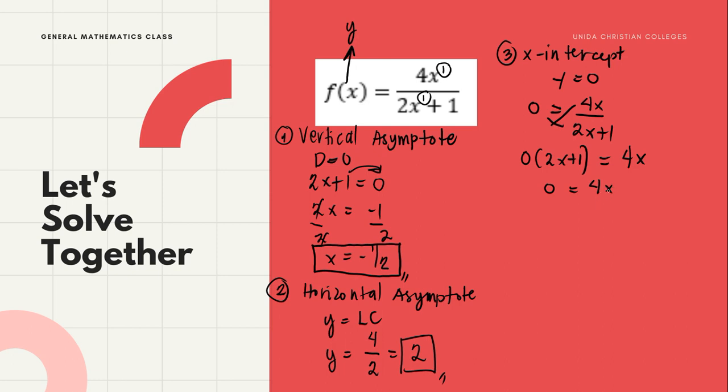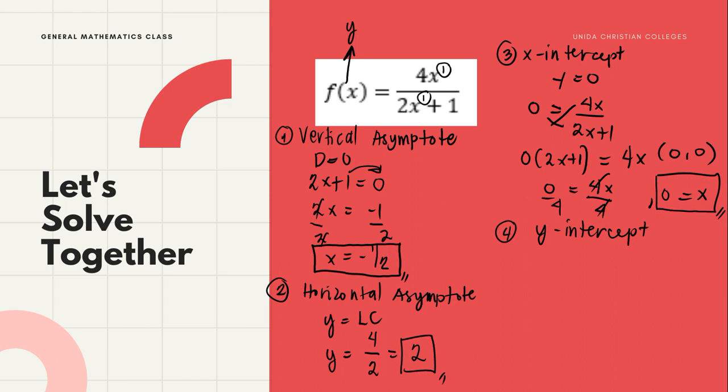0 is equal to 4x. Tapos, merong kasamang leading coefficient si variable na greater than sa 1. So, divide both sides by 4. Cancel, cancel. What will be your x? Your x will be equal to 0 divided by 4 is 0. So, meaning, your ordered pair will be 0, 0. Okay, so origin.